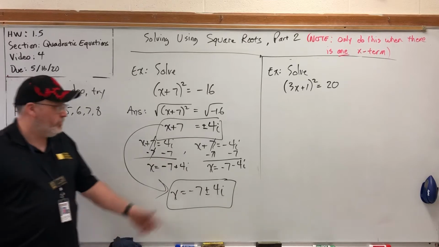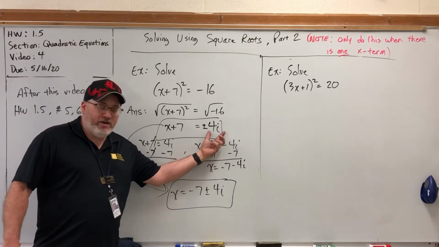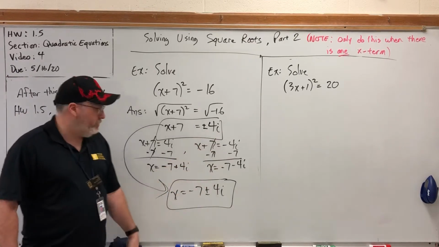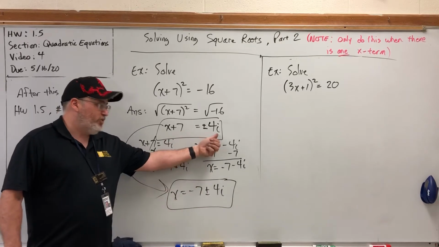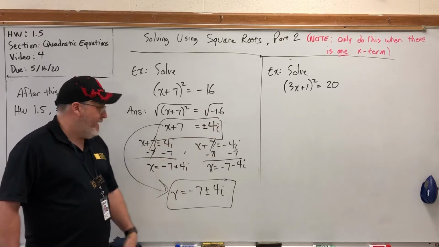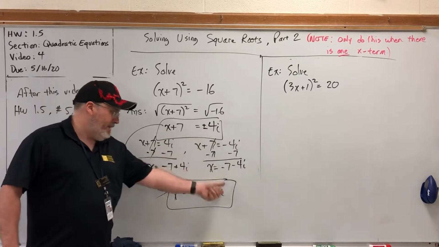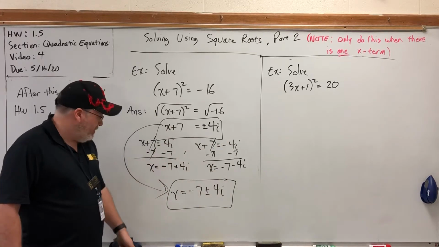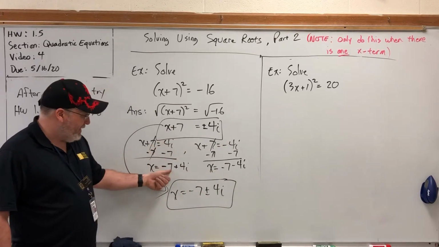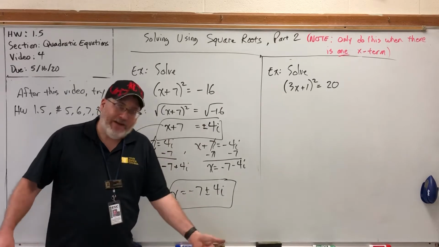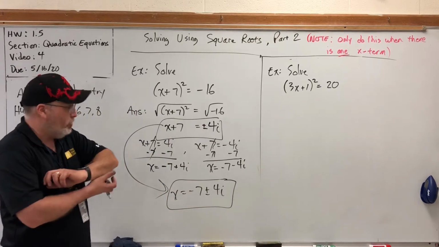The answer is when the numbers over here change after subsequent moves. For example, if this were plus or minus 4 without an i, then subtracting a 7, those numbers would change. If this were 4, then this would be negative 3 and this would be negative 11, and I would have gotten two totally different answers.